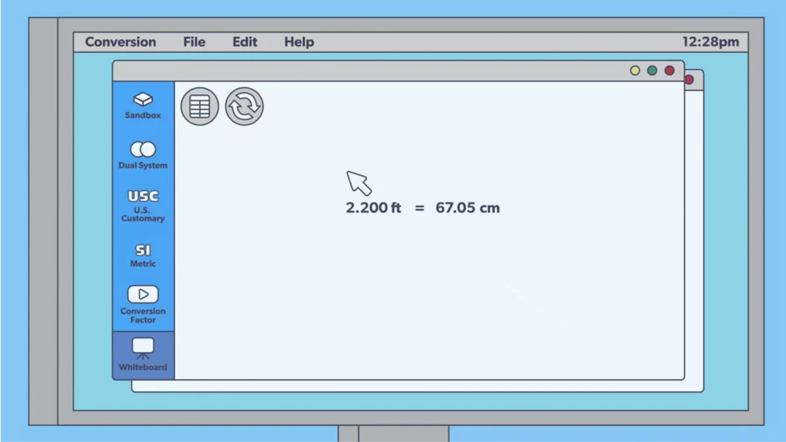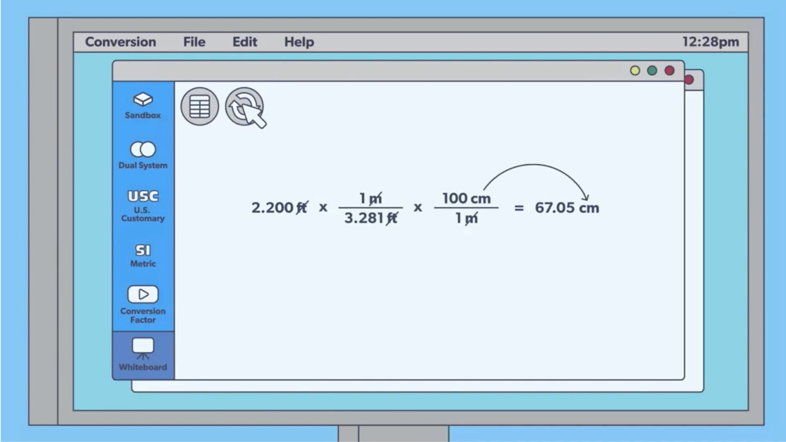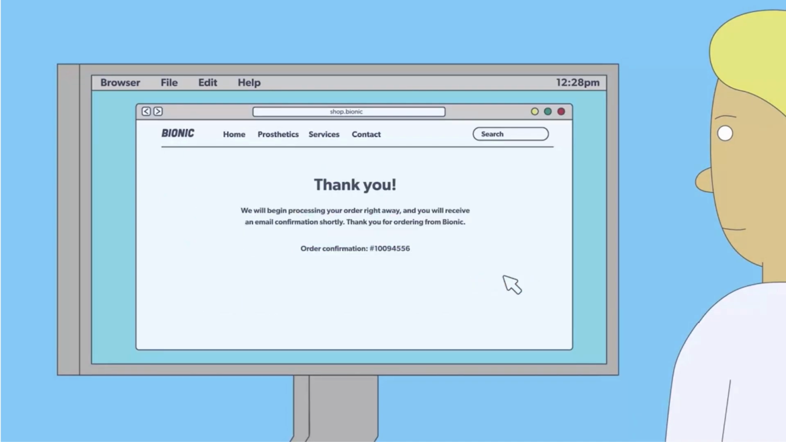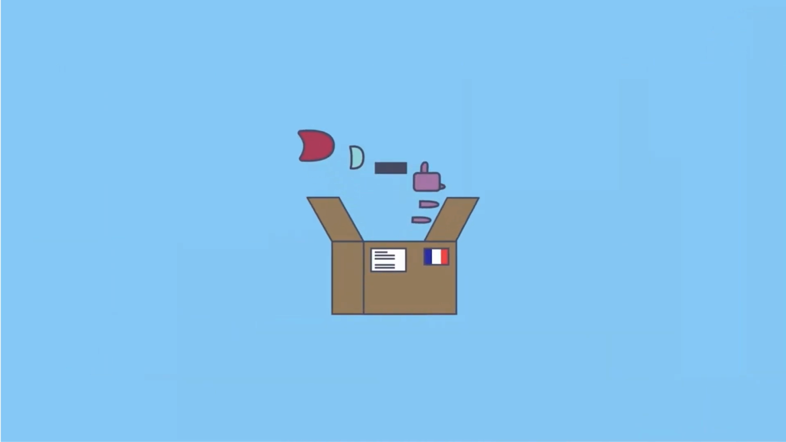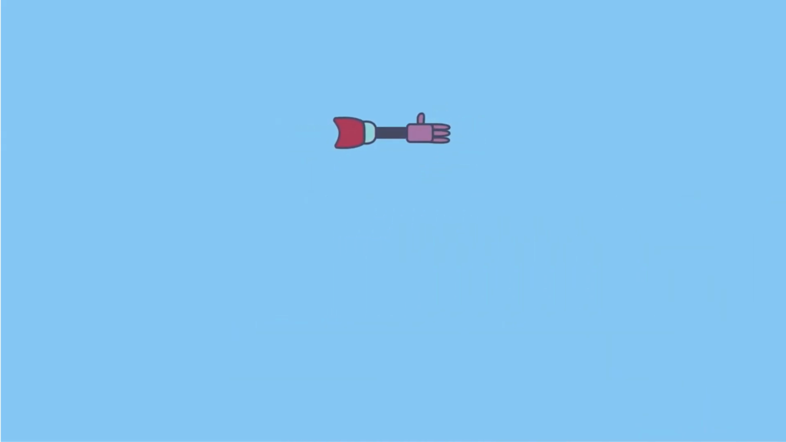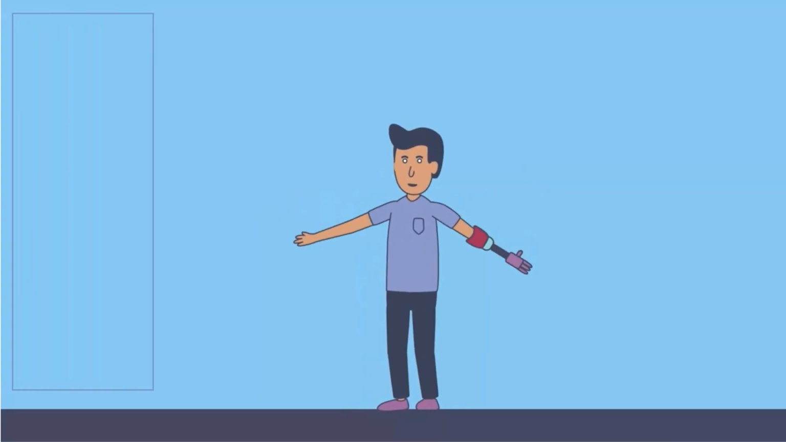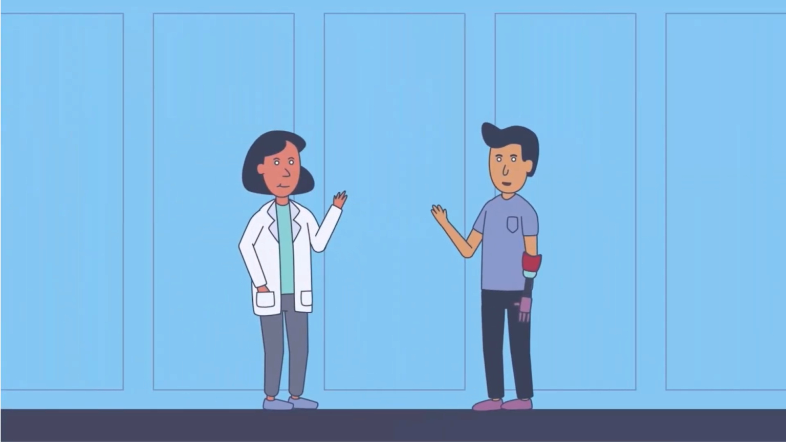Instead of performing the conversion in 2 steps, you could perform the conversion from feet to centimeters in 1 step using 2 conversion factors as shown. Now we can tell our supplier that the overall length of the prosthetic device for the client is 67.05 centimeters. The parts came in, and the team has built the prosthetic arm for our client. Thanks to the work of the team, the client has a new arm and hand that fit perfectly.